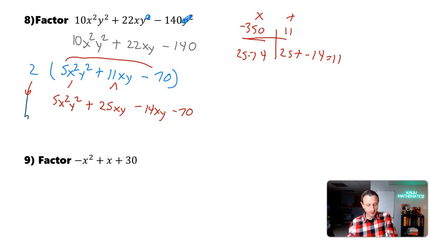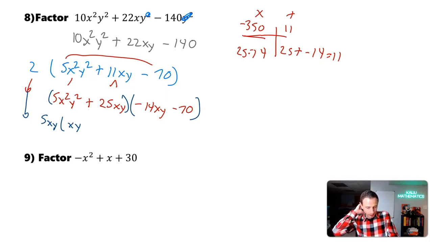Don't forget about that GCF of 2 as we go through this process. So I'm going to factor by grouping. From the first set of parentheses, I'm going to take out 5xy, and that leaves me with xy. Plus, I took out 5xy again, so that's going to be 5. 25 divided by 5 is 5. X and y are gone.